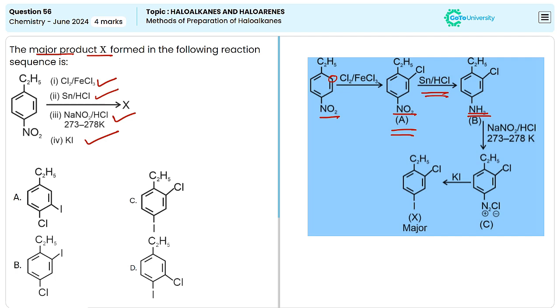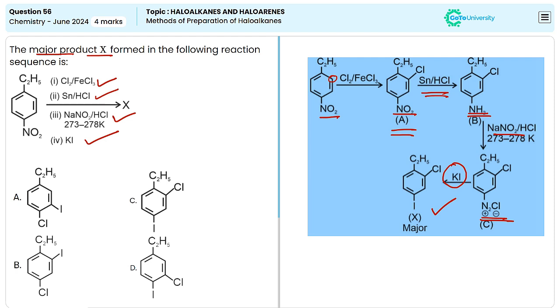So here the amino group will be converted into diazonium chloride, because this reaction is known as diazotization. This diazonium chloride again reacts with potassium iodide to produce the compound in which the diazonium group is substituted by an iodine atom. This is the major product of the reaction.